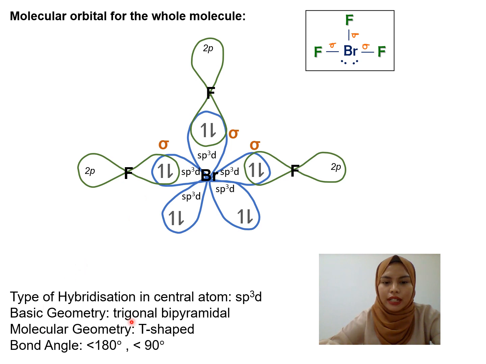So now the type of hybridization in the central atom Br adalah sp3d, sebab dia ada 5 electron pairs kan. So dia punya basic geometry dia should be trigonal bipyramidal, tetapi because dia ada 2 lone pair, therefore dia punya actual molecular geometry dia adalah T shape. Bentuk T kan ni, T shape. And the bond angle should be less than 180 degree dengan less than 90 degree. Because kenapa? Sebab T shape kan ada 2 lone pair. Lone pair repulsion according to VSEPR theory is the greatest repulsion ever.